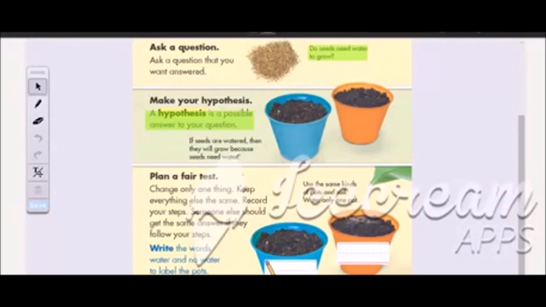After this, we plan a test to make sure of our hypothesis. Of course, if you have 2 seeds, or the same type of seeds, in 2 plastic bowls, you will water one of them and leave the other without water to study your hypothesis. Of course, the one that is watered will grow fast, but the one without water will not grow.